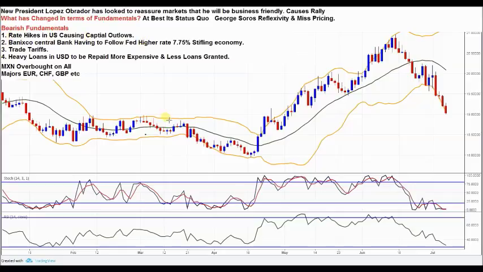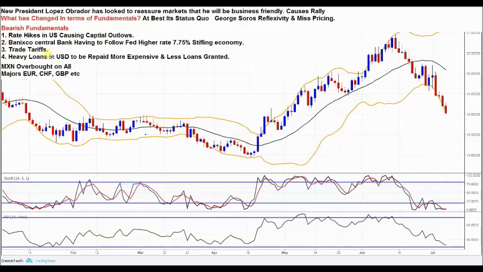Rate hikes in the US are causing capital outflows from Mexico. Okay, so money is flowing into the US. This is important. The Banxico, the central bank, they're having to follow the Fed with higher rates as the Fed hikes, and the Fed are going to be probably hiking 2 or 3 more times in the next year at least, I would have thought. So they have to follow them higher to stem or slow down capital outflows. They're already at an interest rate of 7.75%. That's already stifling the economy. It could go above 8 soon, which would be pretty dangerous for the Mexican economy.